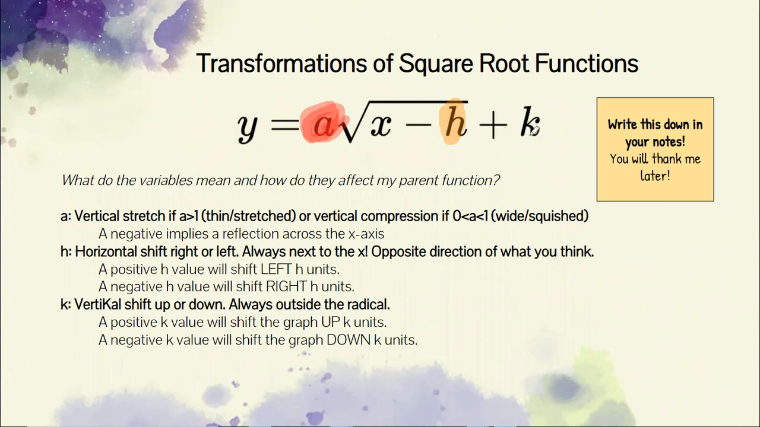And then we also had this k value outside of the radical, which is very direct. It's a vertical shift with a k. It's always going to be outside your radical, and it's exactly as it says it is. So plus k would mean up k units, minus k would mean down k units.